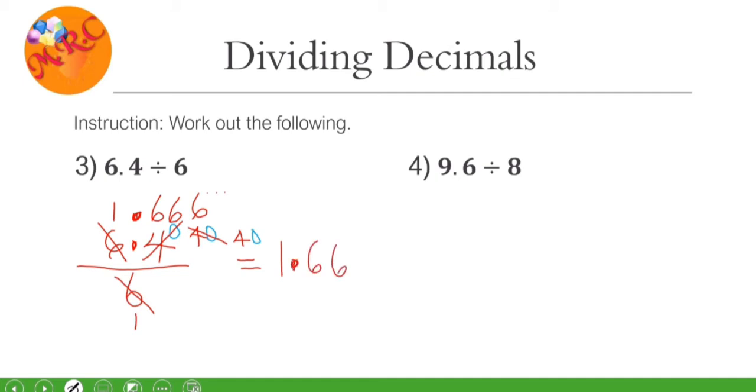Alright, let's go to number 4, counting down in 5. Remember, you can pause the video, work it out, and then come back to the video, okay? 4, 3, 2, 1. Alright, so for this question, we're going to go ahead and write down our 9.6.